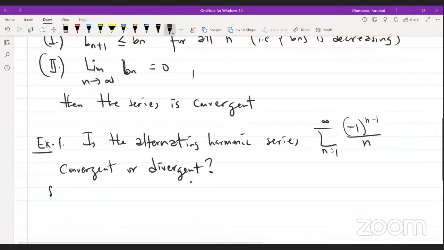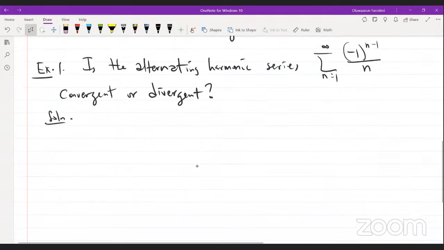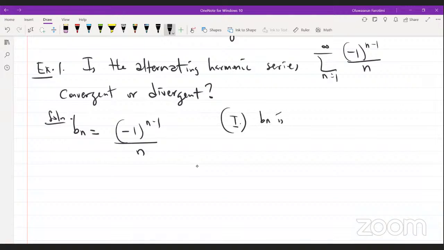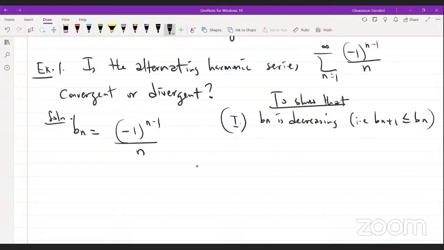Solution. So what do I have to do? I got to pick my bn, which is this guy. What are the 2 conditions, guys? Number 1, I have to show that bn is decreasing. Okay, so let me just write to show that if bn is decreasing, that means that your bn plus 1 is less than or equal to bn. So that means your second term has to be less than your first term, third term has to be less than second term, fourth term has to be less than third term, in that order. And the second thing I got to show is that the limit as n goes larger of bn equals 0. If these 2 conditions hold, that means the series of your bn is convergent.